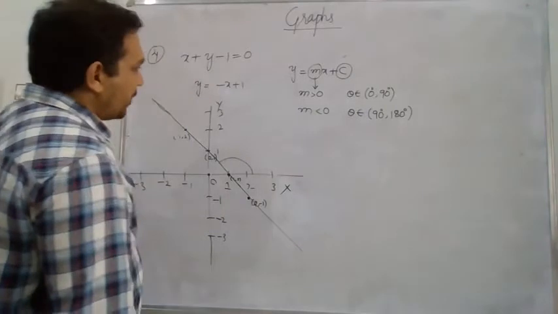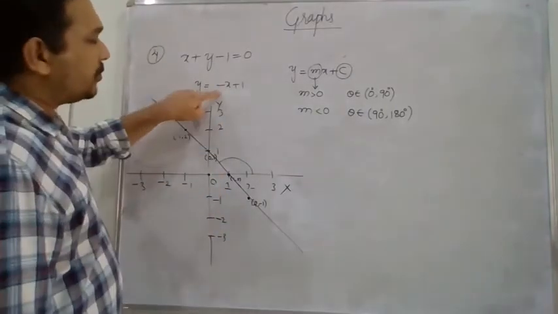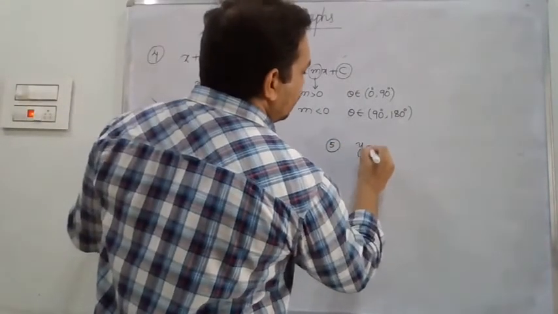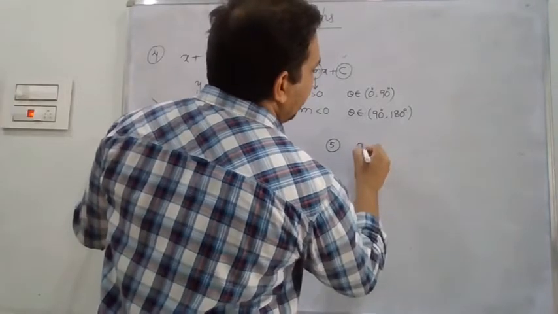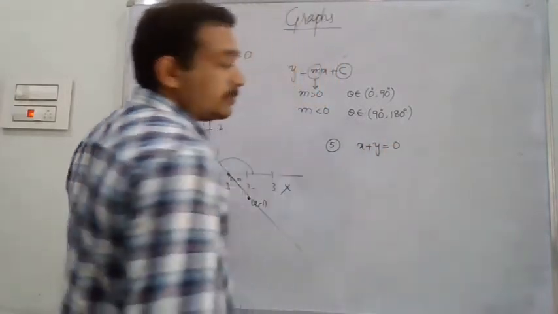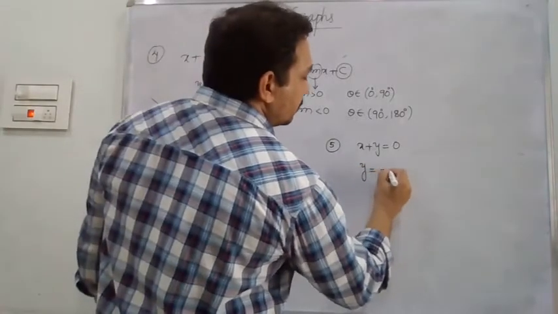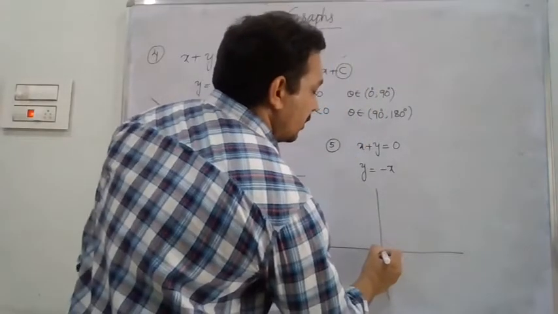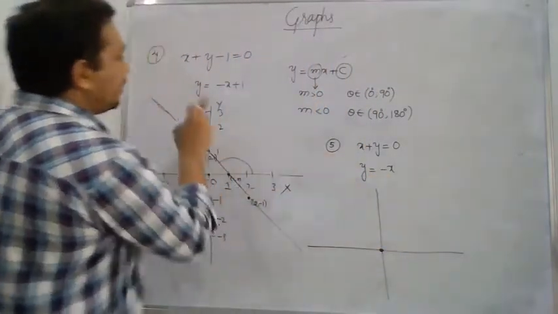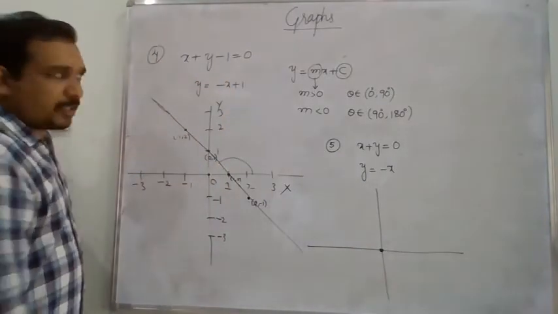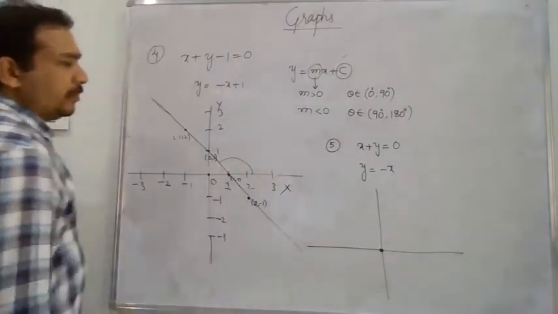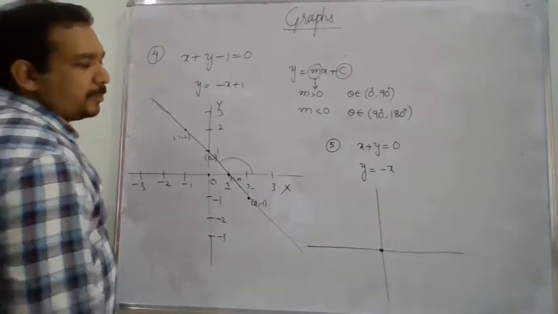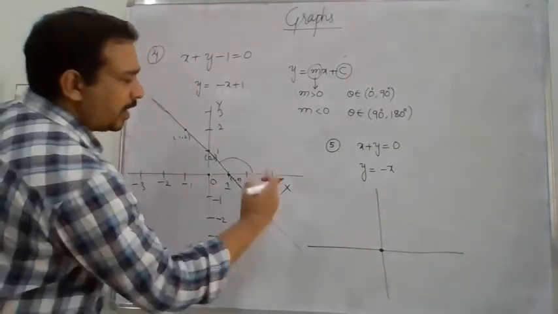Is that clear? So this is a line which has negative slope. If I give a fifth question, x plus y is equal to 0, then I can write y is equal to minus x. We know that y is equal to minus x and y is equal to minus x plus 1 are both parallel to each other, but there should be a slight change in these two. What should be the slight change? Means there is a shift on the line, maybe to the right side or left side.